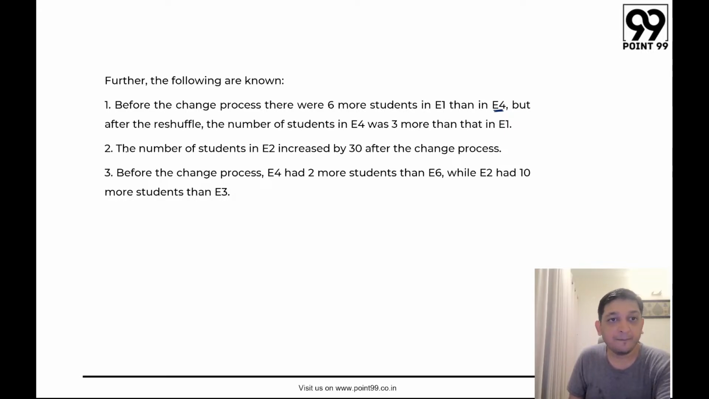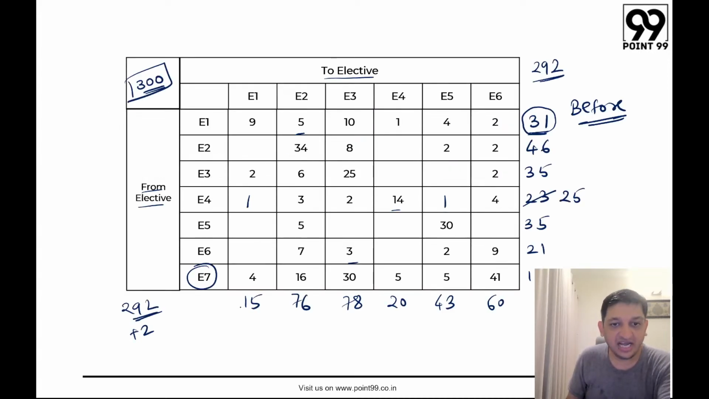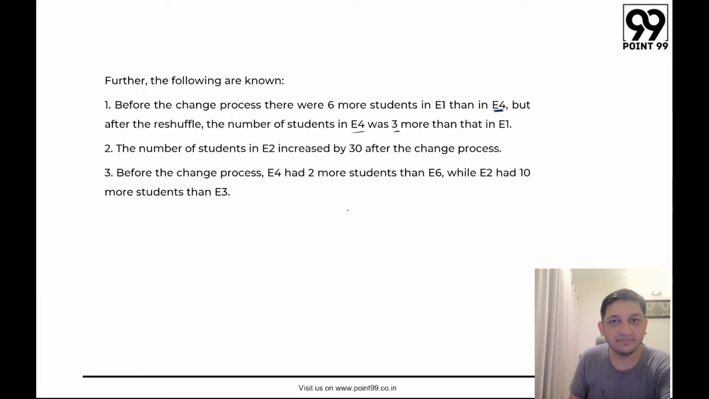But after the reshuffle the number of students in E4 was 3 more than that in E1. So after the reshuffle, E4 was 3 more than E1. After the reshuffle, this is 15, this is 20. E4 should have been 3 more than E1. That is what we know. For the time being, there are some more gaps here. Let's not look at it now. We'll look at it a bit later. तो इसको जो है ना after the reshuffle, इसको we will look at a bit later.